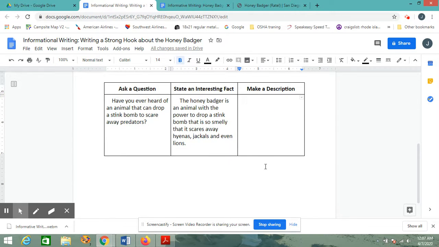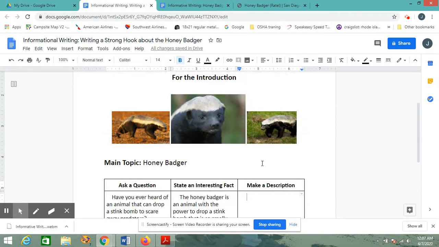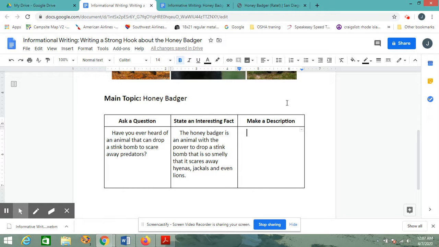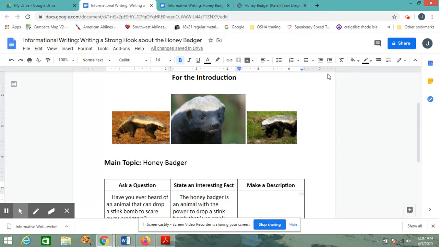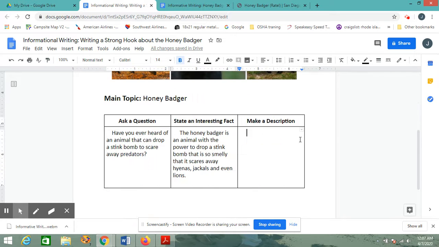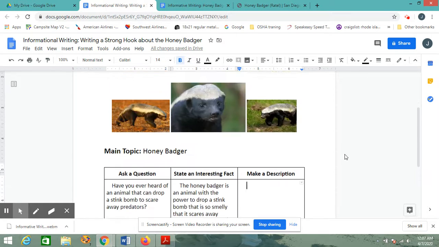So, in the last way we could write a hook, make a description. Now, making a description and stating an interesting fact, they could be similar. They're more similar than asking a question, I think. But even in asking a question, we're kind of asking about one of our facts. But when we're making a description, the biggest difference between this and just stating an interesting fact is that we want to be descriptive. We want to describe the honey badger. We might want to use a lot of adjectives or describing words to introduce the honey badger to our reader. So how could I do this?